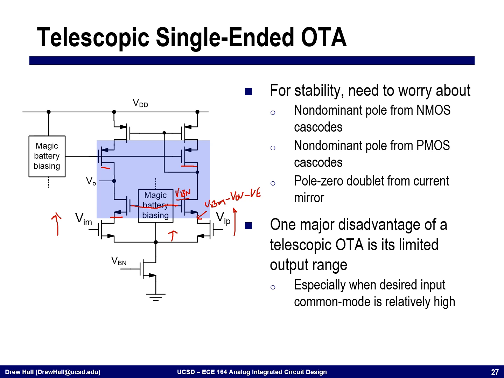The solution to this is rather straightforward, and after you say it, it's very obvious that instead of biasing this relative to ground, we bias it relative to the tail node, okay? If I bias it relative to the tail node, what that means is that if the input common mode goes up, this tail node goes up, and this magic battery just level shifts off of the tail node, okay?